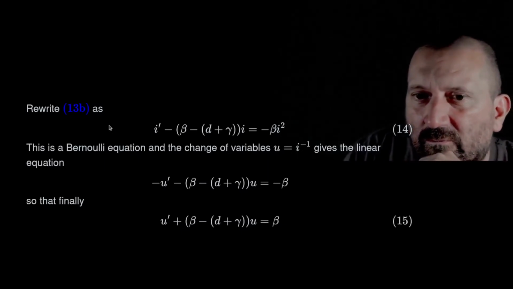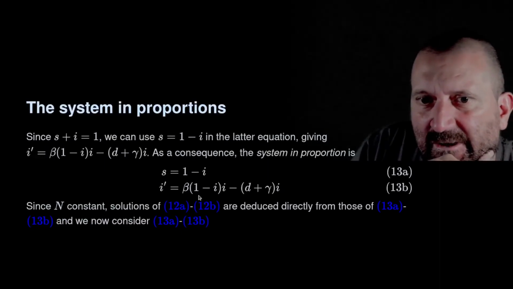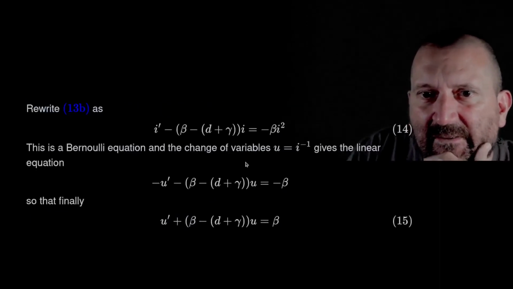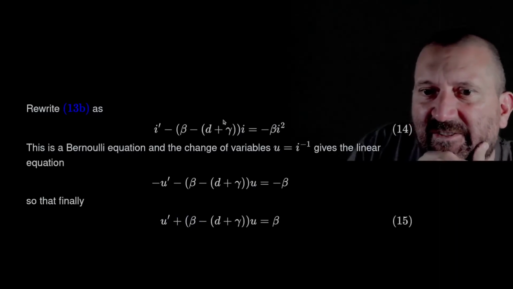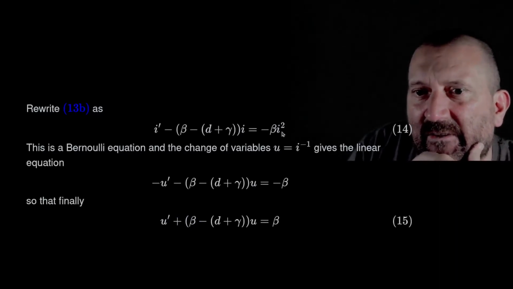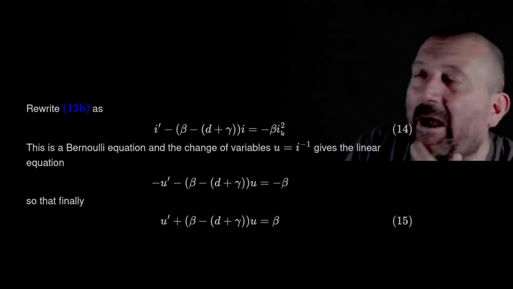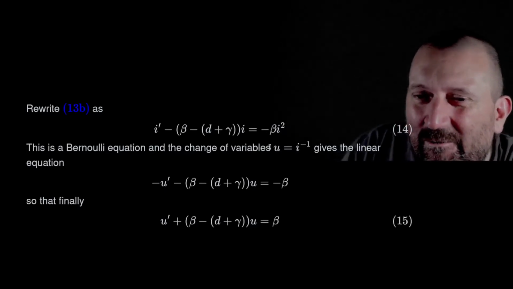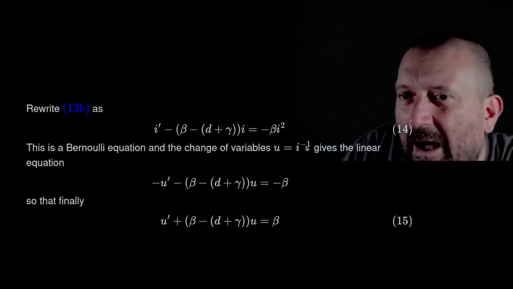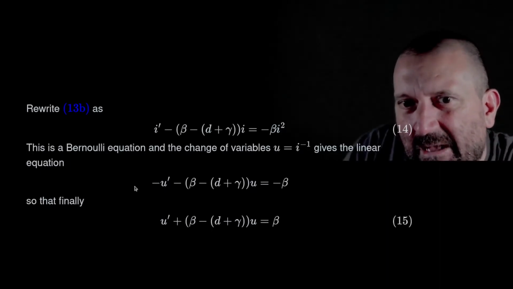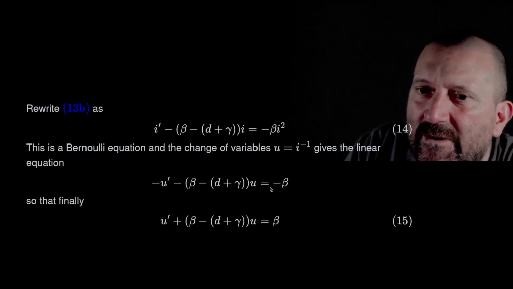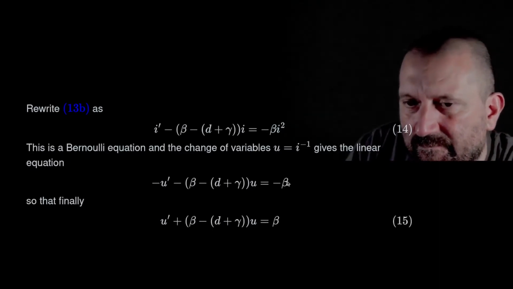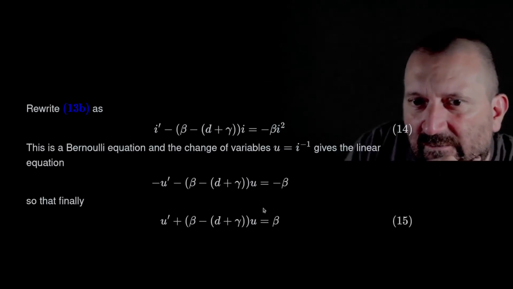But when I read this second equation here, I see that I can rewrite it as so. I prime minus this expression equals minus beta i squared. So if I set u equal to i inverse, I get minus u prime minus this constant times u equals minus beta. Okay, so I get this equation.